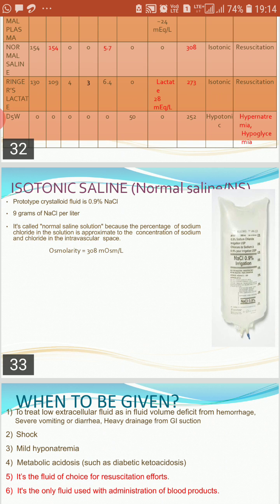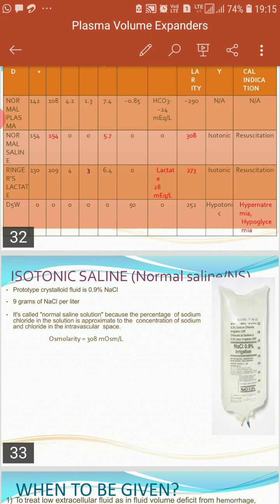And in crystalloids, we had three mainly: normal saline, Ringer lactate, and dextrose water. Normal saline and Ringer lactate are used for resuscitation. Normal saline has high sodium but no calcium and potassium. It can produce the side effect of acidosis, whereas Ringer lactate has the advantage of acting as a buffer in case of acidosis, but also has the advantage of having the sodium and calcium.